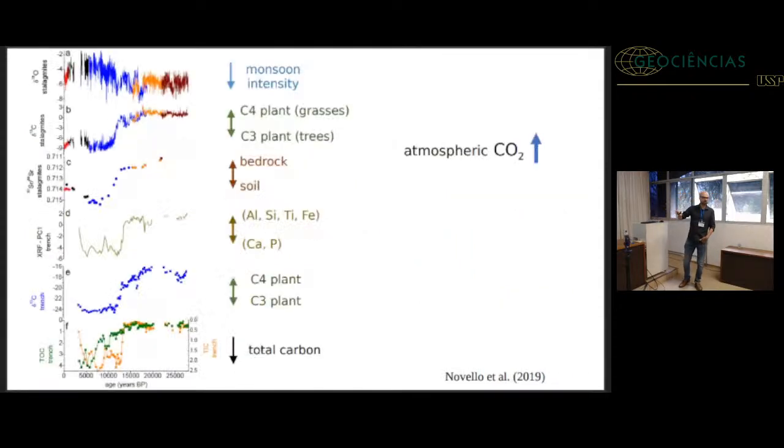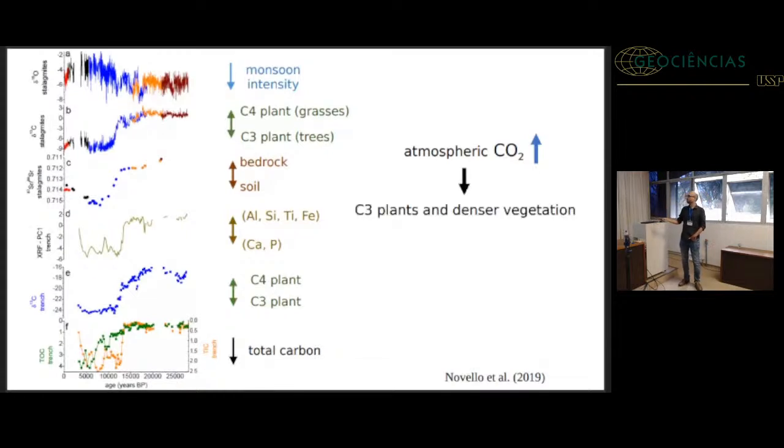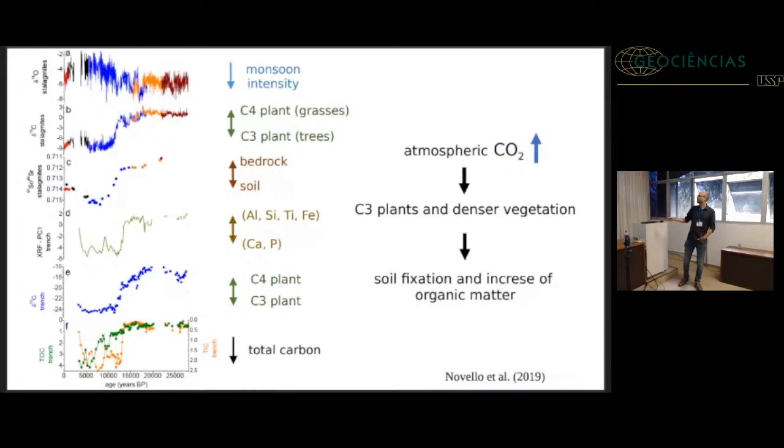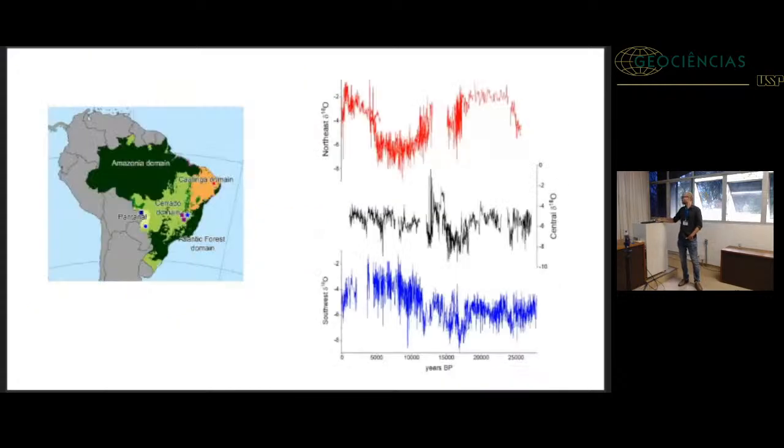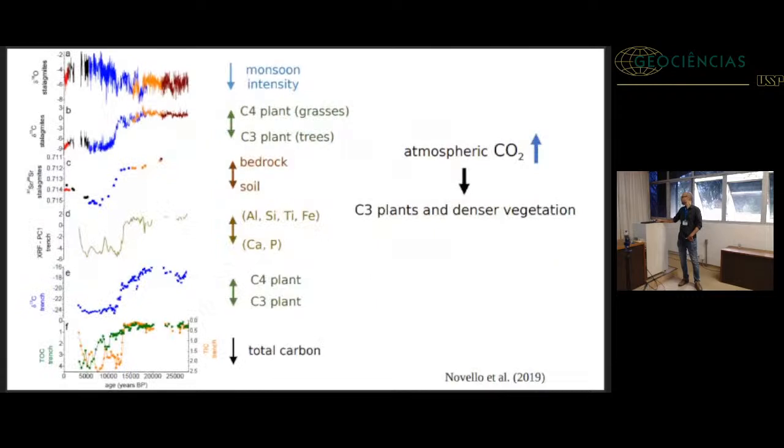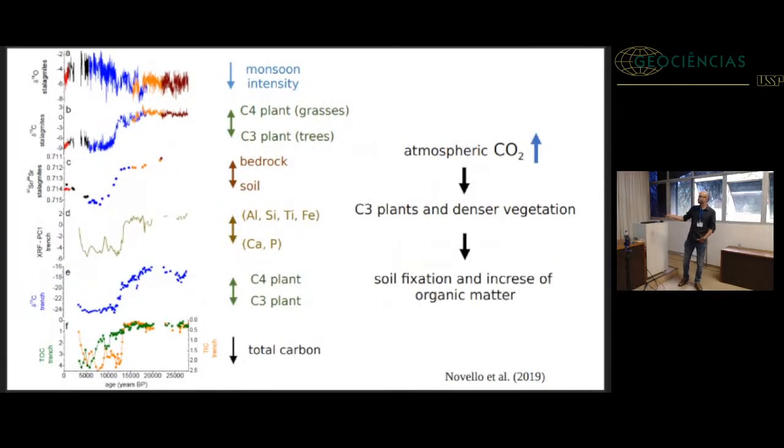Summarizing the interpretation of this site: increased atmospheric CO2 increased the C3 plants, which also help to stop the erosion of the cave. Associated with a drier period, this stops the erosion there, which helps soil fixation and increases the organic matter. Then you have more plants, which help your soil fixation and increase the organic compounds in your soil and also your sediment.